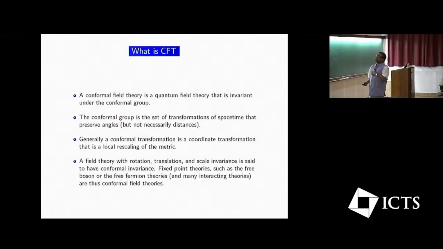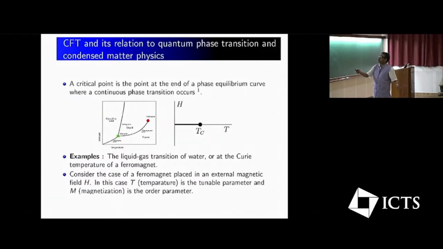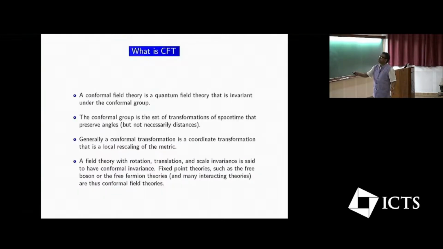Now the question is this: what is the conformal field theory? Okay, now I am running out of time. So the conformal field theory is a field theory of quantum fields. It is invariant under the conformal group. A conformal group is a set of transformations of space-time that preserve the angle.